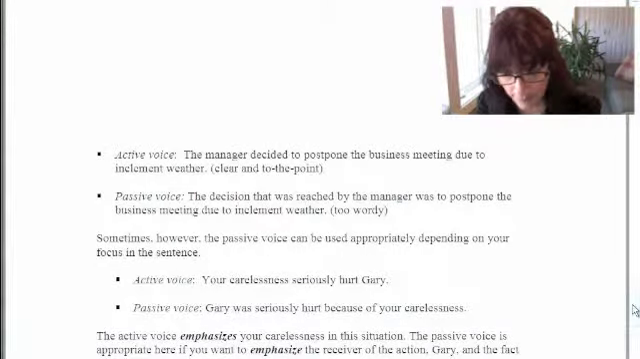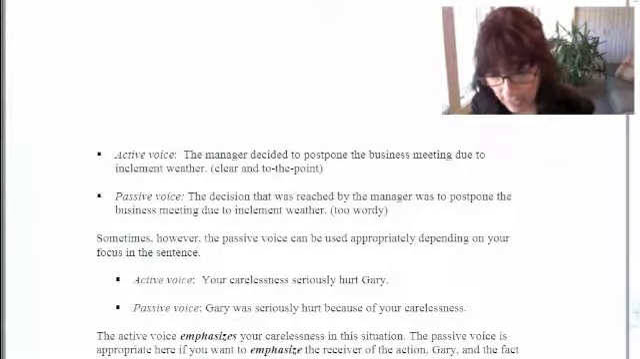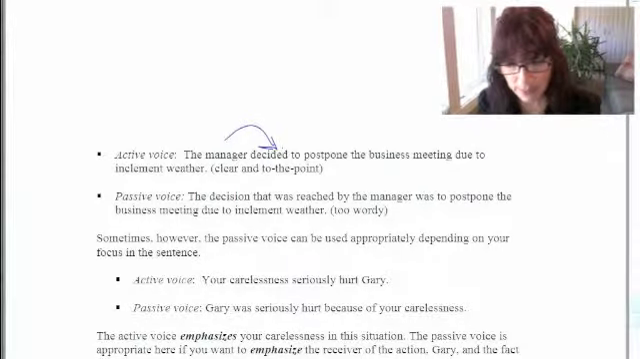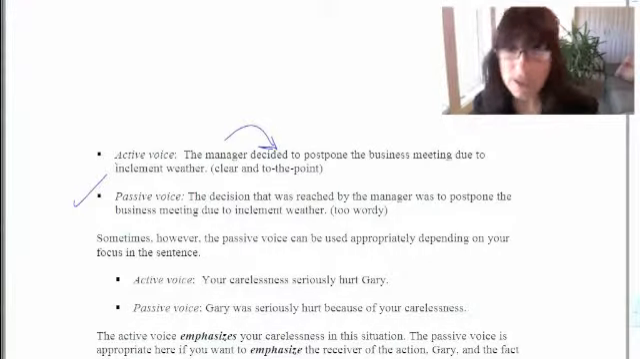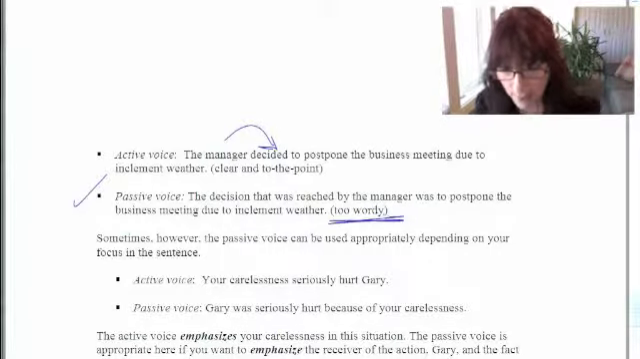A couple more examples. The manager decided to postpone the business meeting due to inclement weather. This is the active voice. It's the manager, and he's acting upon the verb. It's clear, and it's to the point. But in this example, the passive voice, look how wordy this sentence is. The decision that was reached by the manager was to postpone the business meeting due to inclement weather. This one's a lot clearer, a lot more emphatic.